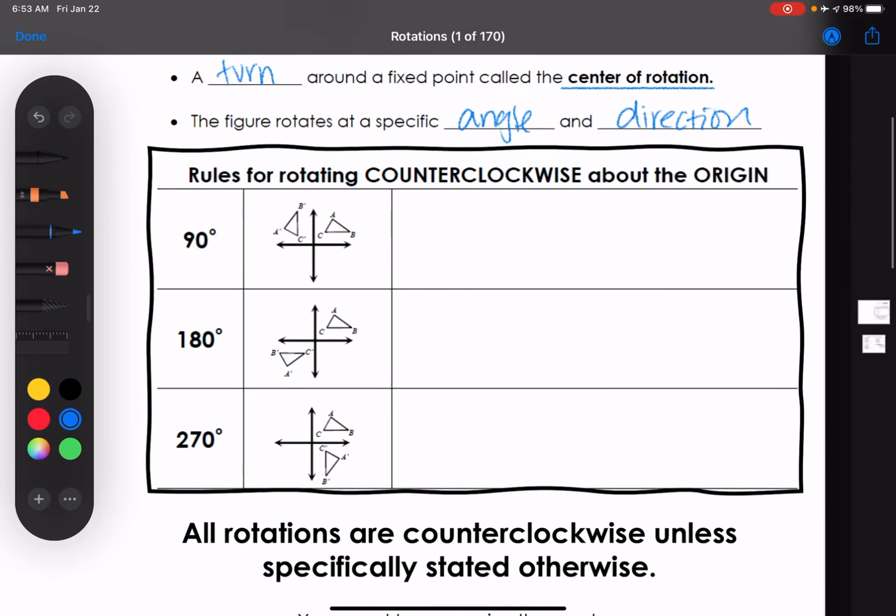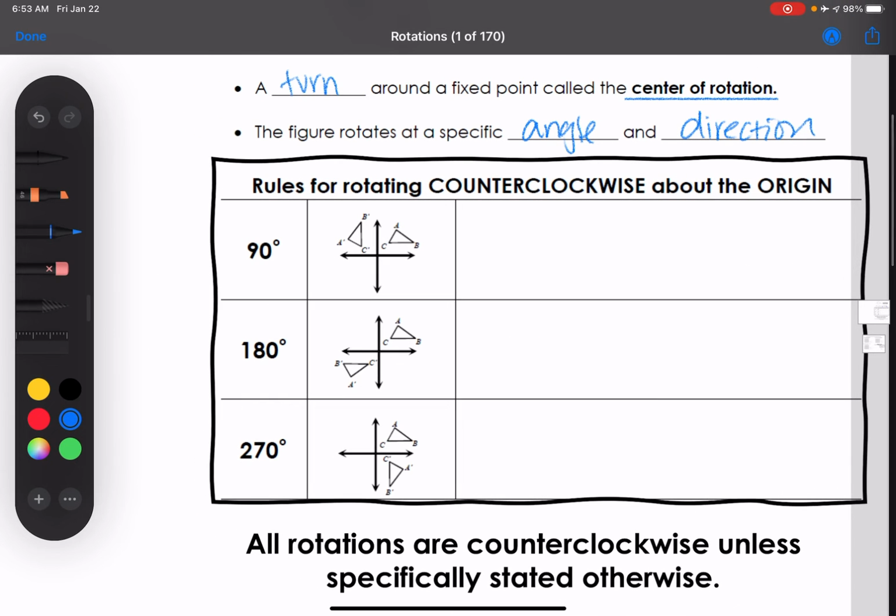All right, and we are going to write down the rules for rotating counterclockwise about the origin. And this part right here is super important. All rotations are counterclockwise unless specifically stated otherwise. So unless they say it, don't assume, just be like, okay, it's counterclockwise. If it doesn't say it, counterclockwise. But always check what it says.